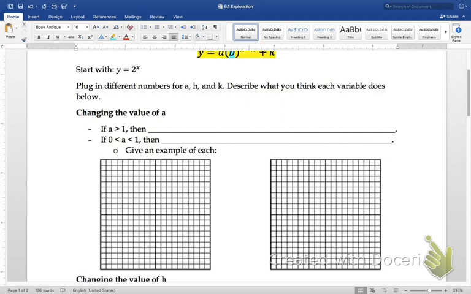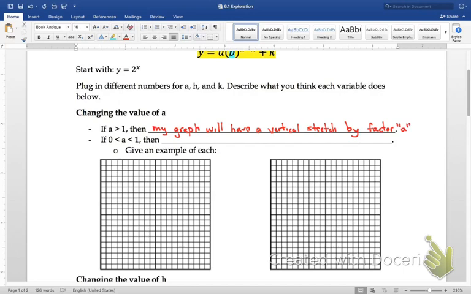then what am I going to fill in on this line? So then my graph will have a vertical stretch by factor A, whatever that A value is.